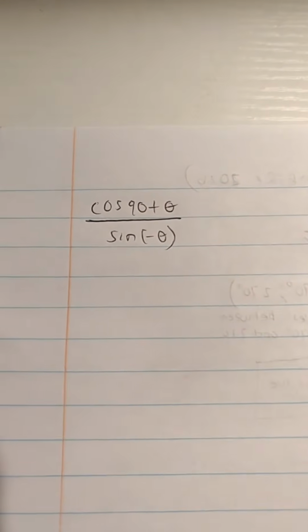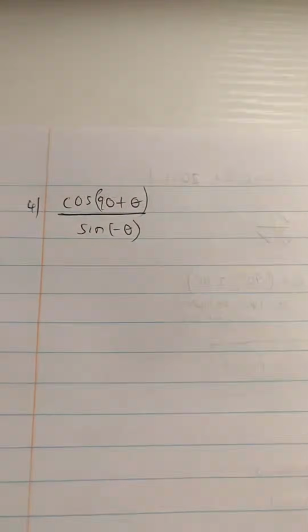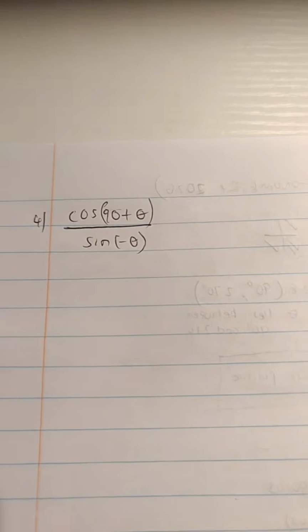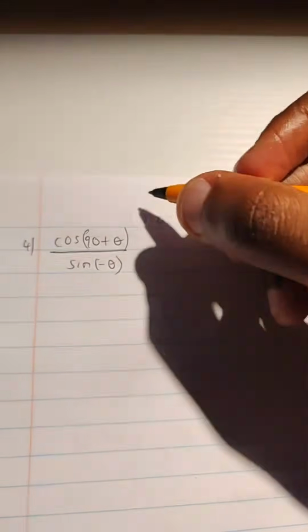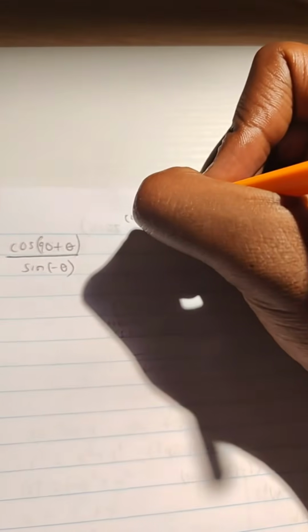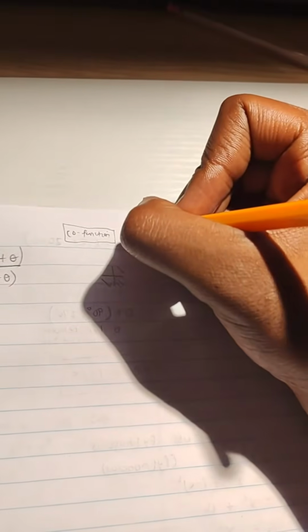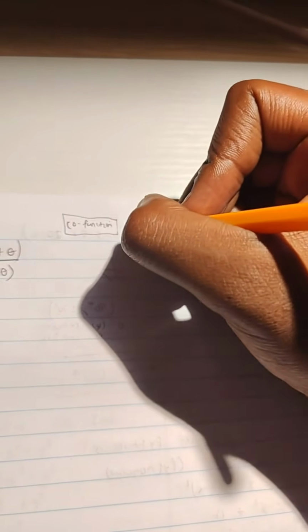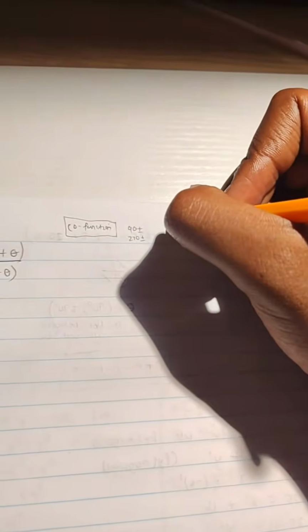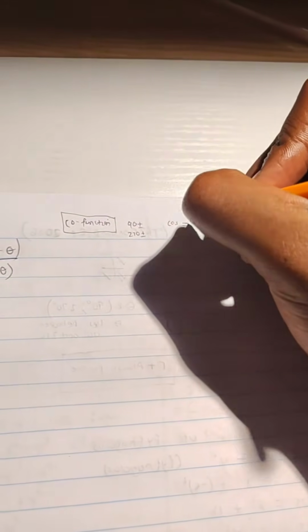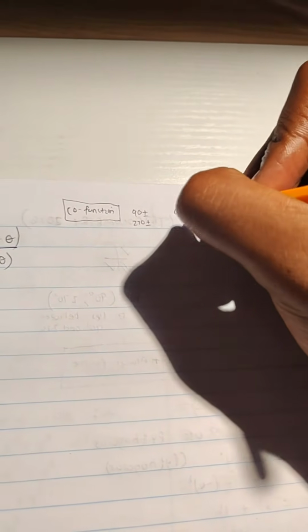Okay, simplify: cos of 90 plus theta over sine of negative theta. This exposes us to the world of cofunctions firstly, because with cofunctions, 90 plus or minus or 270 plus and minus, this is where cos changes to sine and sine changes to cos, vice versa.